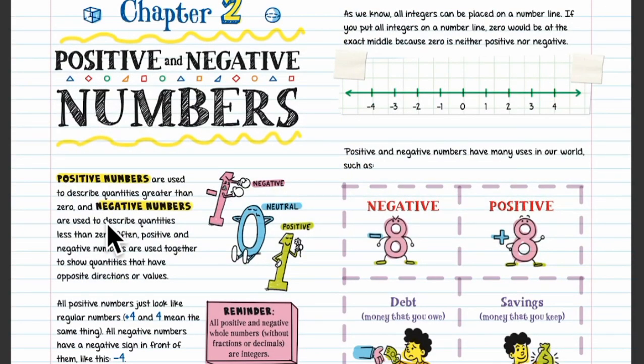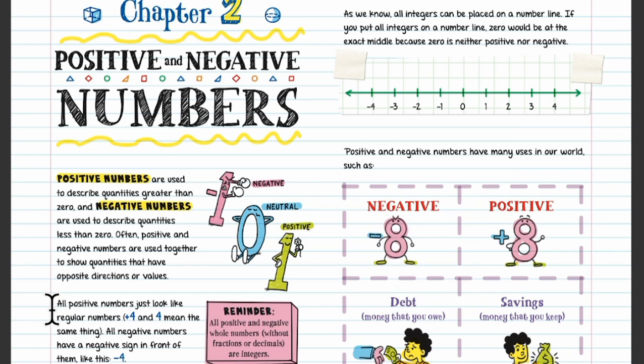Positive and negative numbers. Positive numbers are used to describe quantities greater than 0, and negative numbers are used to describe quantities less than 0. Often positive and negative numbers are used together to show quantities that have opposite directions or values. All positive numbers just look like regular numbers, and positive 4 and 4 mean the same thing. All negative numbers have a negative sign in front of them, like this.